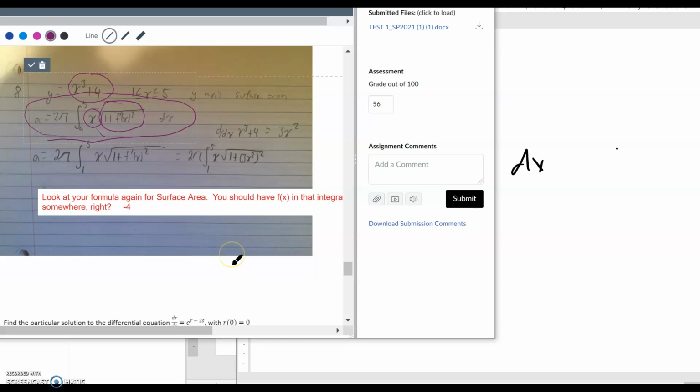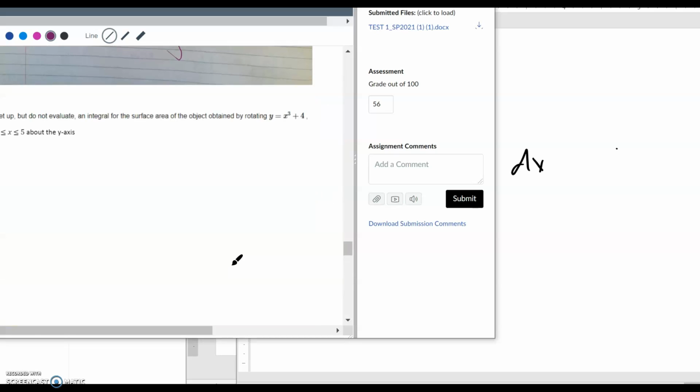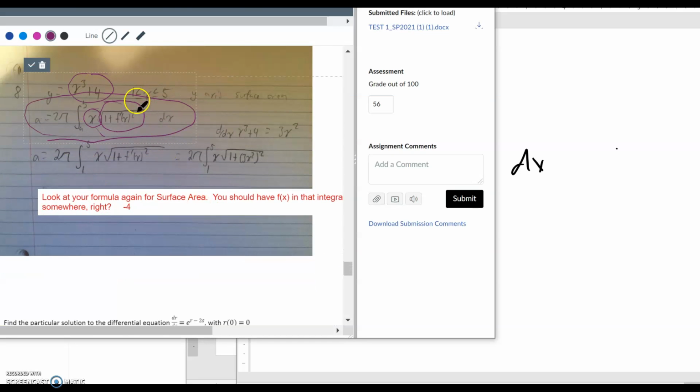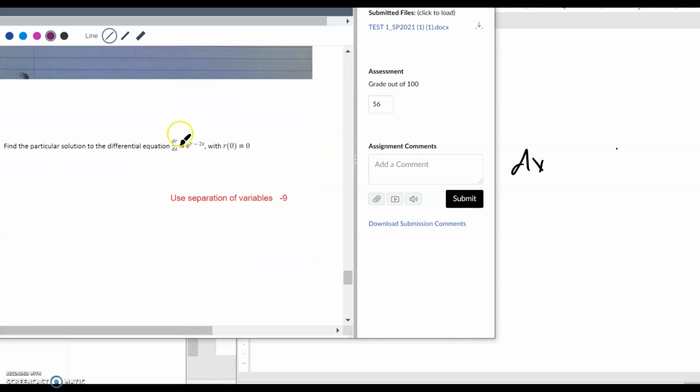A little bit easier than disk and washer, because for those you've got to really decide what to use. But for these ones, you should just be saying, okay, here's my formula. Here's what I'm going to do. Plug in the function value, plug in the square root of 1 plus the derivative squared.